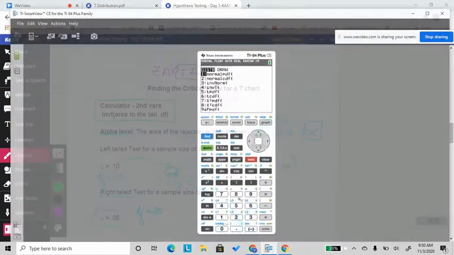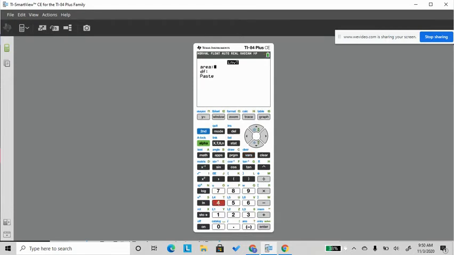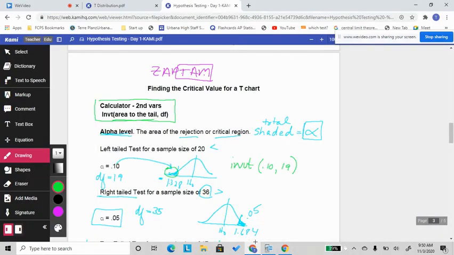If you go to inverse t, the area in the tail is 10%. It's always the area to the left. Degrees of freedom is 19. And then it gives you negative 1.328. It's actually more accurate, it's doing a calculation to 10 decimal places, so the calculator is a little more accurate than the paper and pencil. But negative 1.328, same thing that we got.